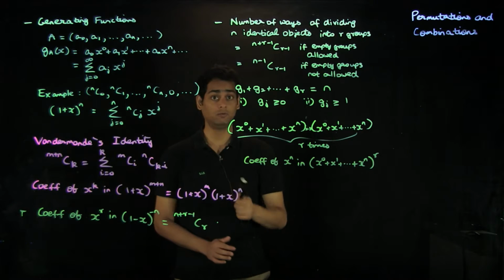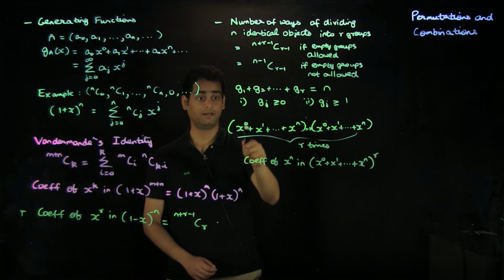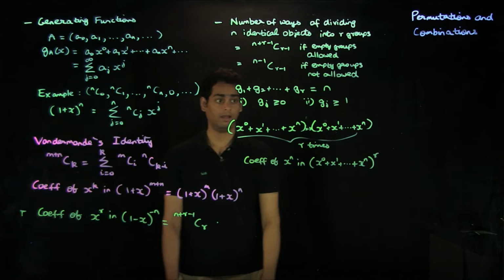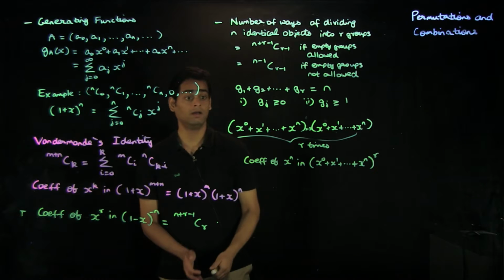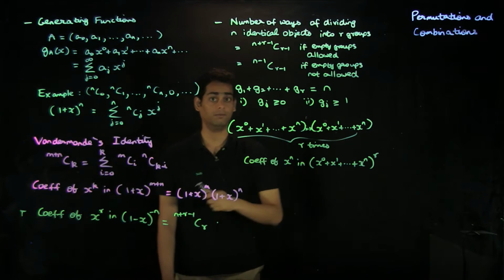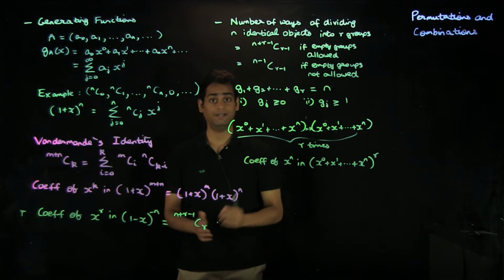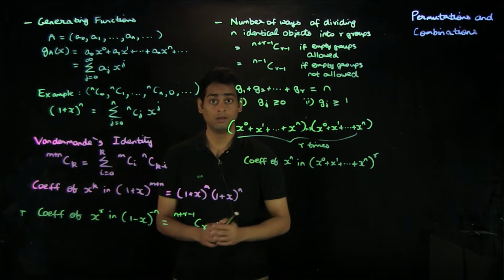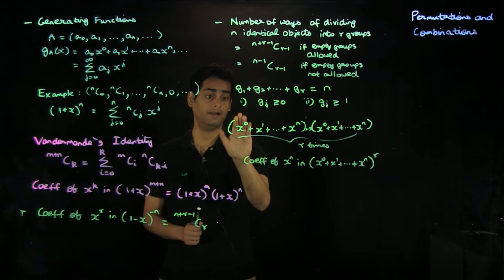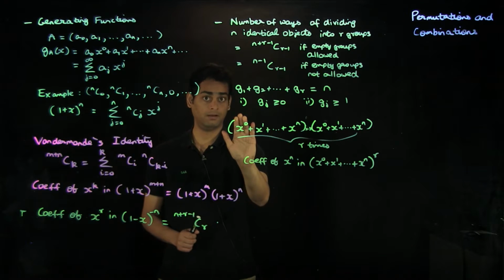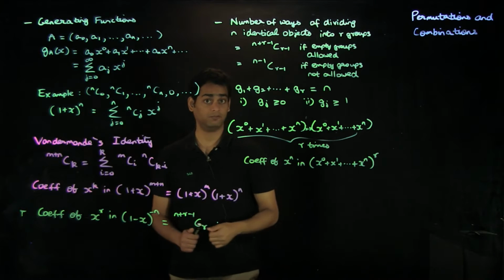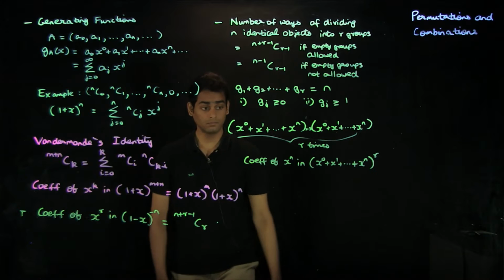The fact that empty groups are allowed is represented by the fact that we have x power 0 in each term, and that's because we can put in 0 objects in a particular group, and that's still a valid division. If we were not allowed to put 0 objects in a group, if all groups had to be non-empty, then we would have to start our count from x power 1, because the exponent denotes the number of objects we are putting in that particular group.